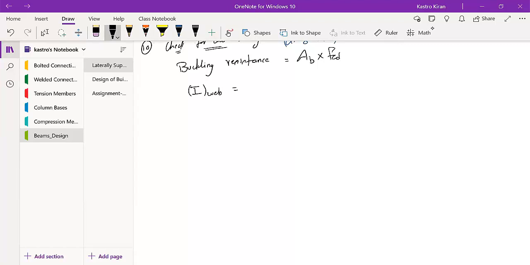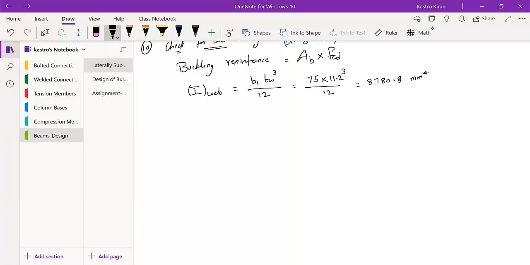It will be calculated as B1 into TW cube divided by 12. Remember, this is the fixed formula. B1, the stiff bearing length, is 75, and TW, the thickness of the web, is 11.2, so 75 into 11.2 cube upon 12. If you solve, it will be 8780.8 mm power 4. This is the moment of inertia of the web.